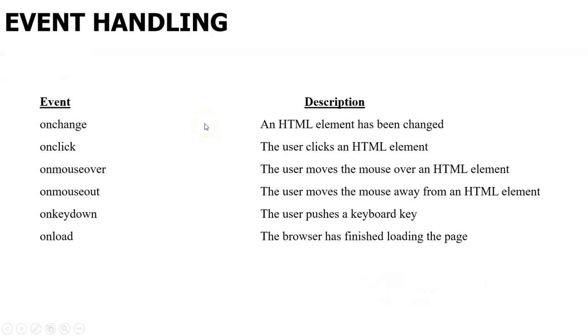Next, like this, we have different types of events: onchange, onclick, onmouseover, onmouseout, onkeydown, and onload. I have explained about onclick. Here we have onchange, where an HTML element has been changed. Onmouseover is when the user's mouse moves over an HTML element. Onmouseout is when the mouse moves away from the HTML element. Onkeydown is when I push a key and some action happens. Onload is when a button is clicked and some web page opens.